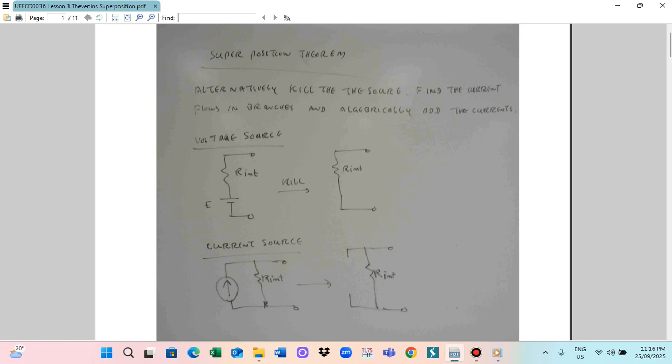Superposition theorem applies when there is more than one power source in the network. A power source can be a voltage source or a current source. For the voltage source and current source, we need to scale the source. Scaling the source means that we short circuit the voltage source. This is the voltage source.